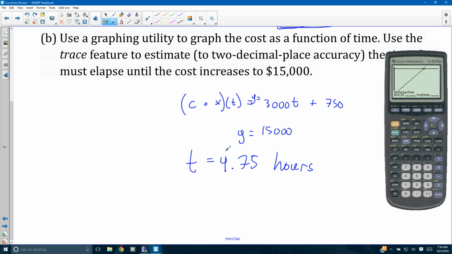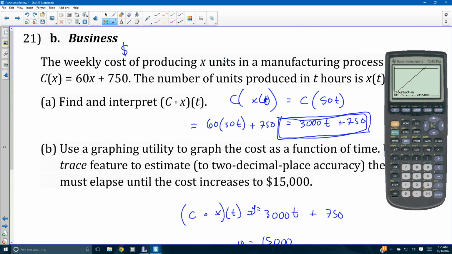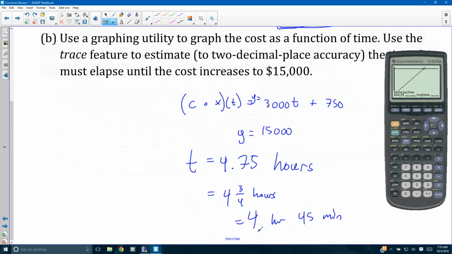You have a word problem, please answer it with a sentence or with units there. After 4.75 hours, which if you want to be very specific, it's 4 3/4 hours, which is 4 hours, 45 minutes. And I don't know if they can estimate that stuff always perfectly down to that exact amount. Hey, it's 45 minutes. We spent 15,000. Hooray. Which is actually a bad thing. That's a lot of money. You assume, however, that they make a lot of money selling these things. So whatever this thing is in this manufacturing process. So that's how long it would take for the cost to increase to 15,000.